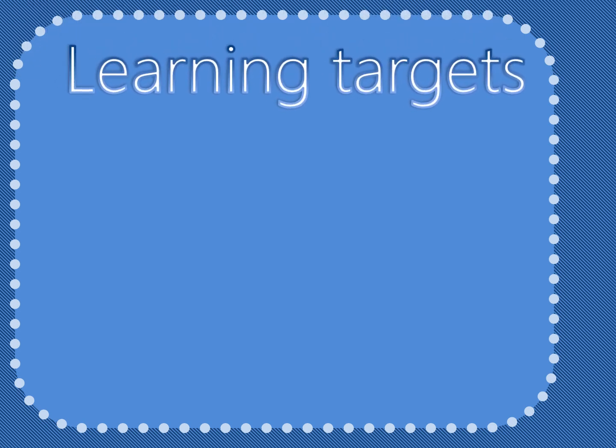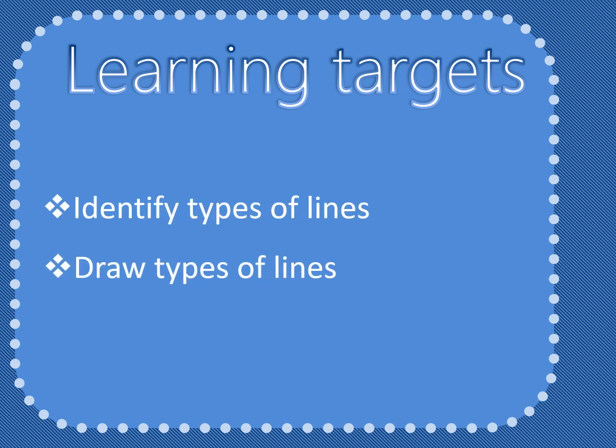What do we have to learn in this video? There are two parts we have to know in this video. Firstly, types of lines. Secondly, how to draw types of lines. So firstly, I want you to know how to identify types of lines, then how to draw types of lines.